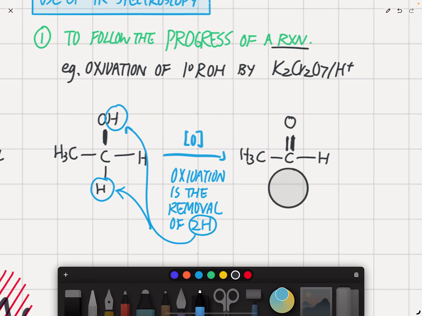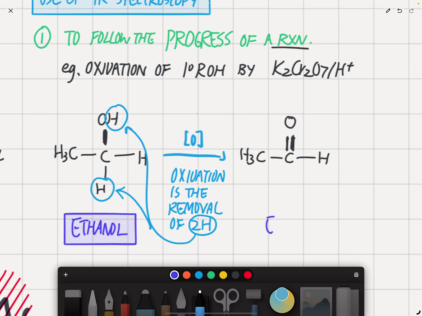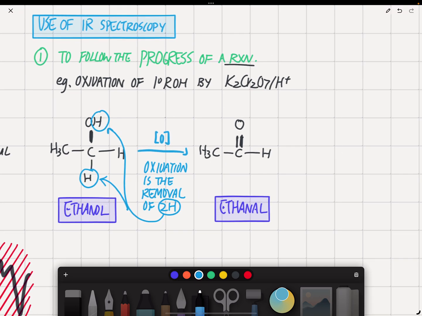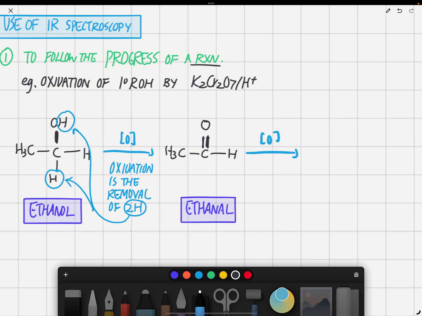Sorry, I just made a mistake here. There shouldn't be any H at this position, so I took it away. So this is ethanal. We have ethanol as the reactant, and when we carry on with the oxidation reaction, we will get another molecule, ethanoic acid.